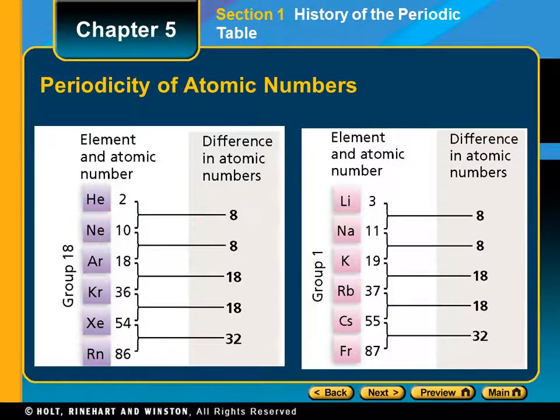And so there's a table here that shows periodicity of atomic numbers. So here on the left is group 18, the element and atomic number. So helium is 2, neon is 10, argon is 18, right? And the difference in atomic numbers between them: 8, 8, 18, 18, 32. Notice, if you look at group 1, a completely different set of elements, from lithium to sodium to potassium to rubidium, cesium, francium, right? And notice the difference in atomic numbers. Same pattern: 8, 8, 18, 18, 32.